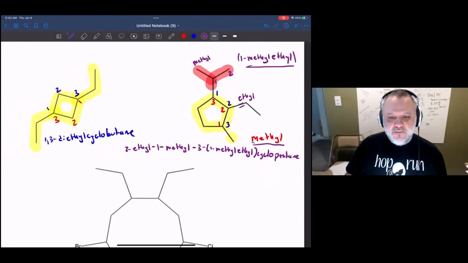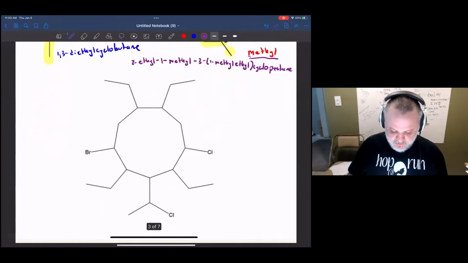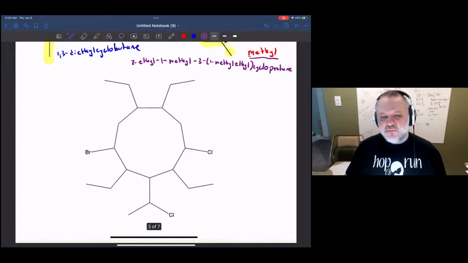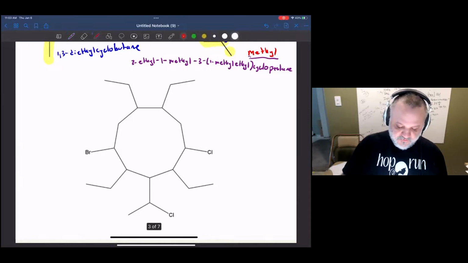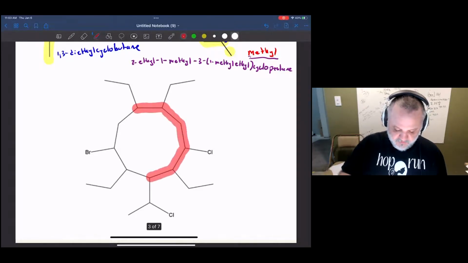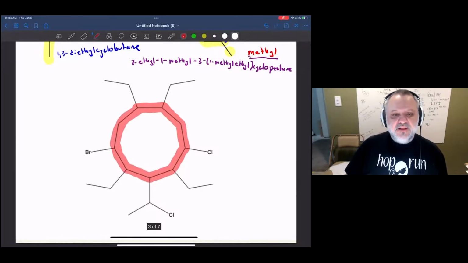Okay, all right, here we are. The big circle. One last naming to really test all of your rules. If you can do this, then you've gotten all of the rules down. And I designed this one specifically to test you on every single possible rule that I could think of. All right, well, let's count the ring first. Let's make sure there's no doubt on how many carbons there are. 1, 2, 3, 4, 5, 6, 7, 8, 9. So it's a cyclononane.